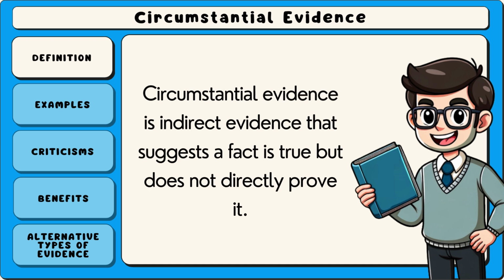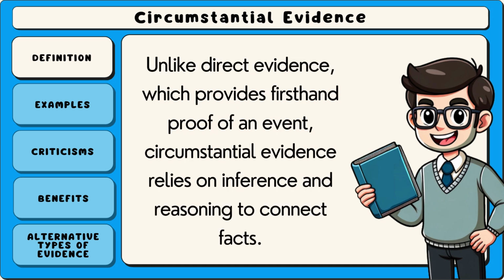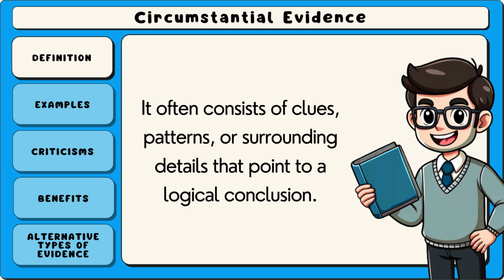Circumstantial evidence is indirect evidence that suggests a fact is true but does not directly prove it. Unlike direct evidence, which provides first-hand proof of an event, circumstantial evidence relies on inference and reasoning to connect facts. It often consists of clues, patterns, or surrounding details that point to a logical conclusion.